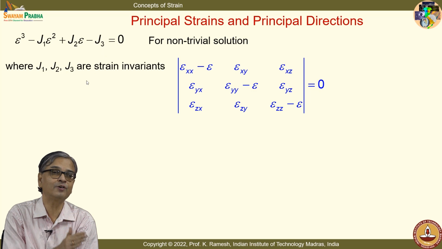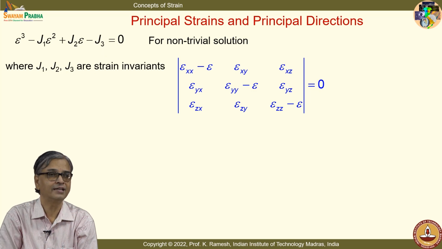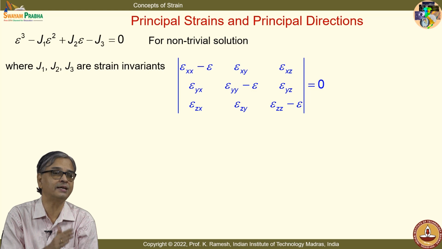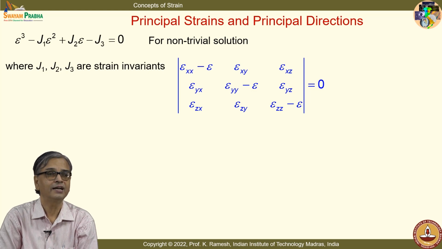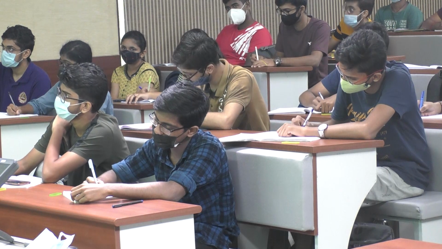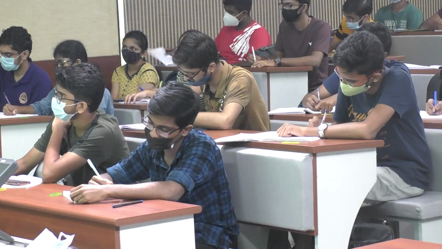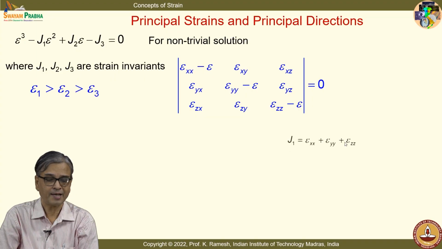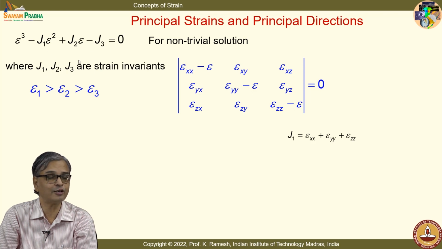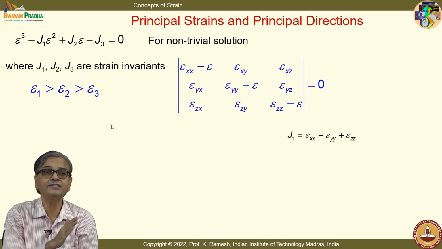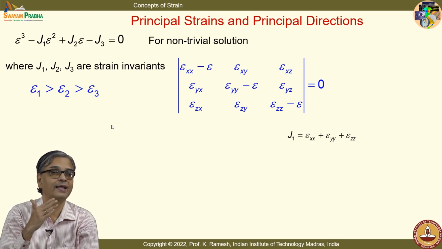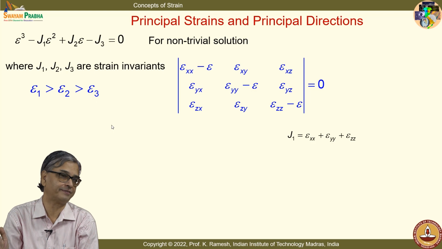Like you had seen I1, I2, I3 as invariants. In this strain discussion, we label them as J1, J2 and J3. And what is the definition of I1? Sum of the diagonal. What is the definition of J1? J1 is also epsilon xx plus epsilon yy plus epsilon zz. Like what you have seen in principal stresses, here again when I get 3 roots of this equation, arrange them in the algebraic manner, you get epsilon 1, epsilon 2, epsilon 3.